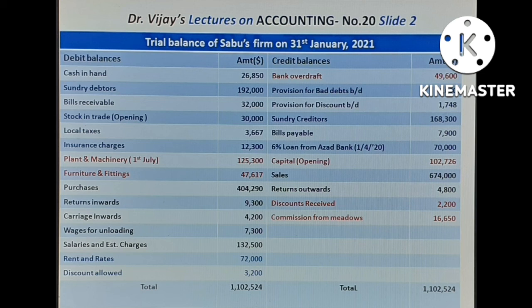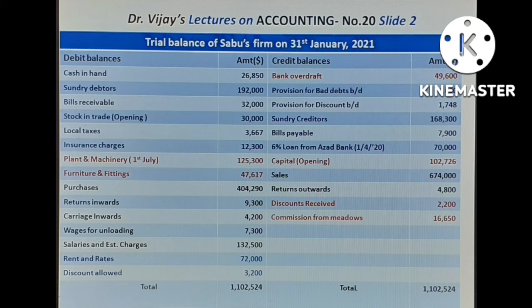Plant and machinery bought on 1st July and furniture and fittings, these 2 are fixed assets, should come in balance sheet asset side. Purchases to come in trading account debit side, second item. Returns inwards is sales returns to be subtracted from sales on the credit side of trading account. Carriage inwards and wages for unloading, both should come in trading account debit side. Salaries and establishment charges and rent and rates to come in profit loss account debit side. Discount allowed can be explained only at a further stage.